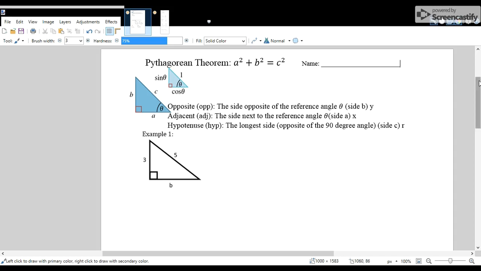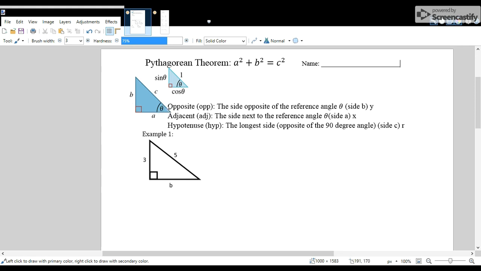This is our additional topic over the Pythagorean Theorem: a squared plus b squared equals c squared. So here's our right triangle. Some vocabulary for the triangle may be like this. A and B are called the legs.